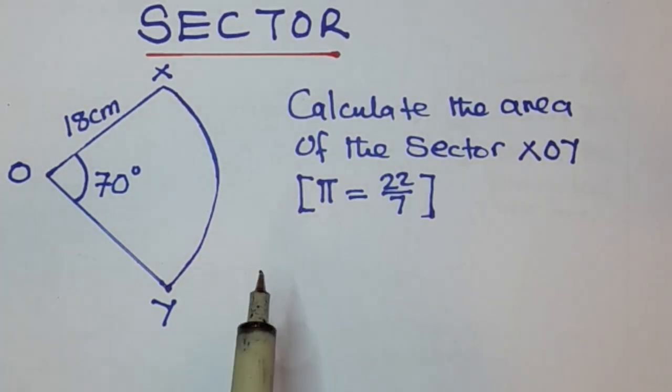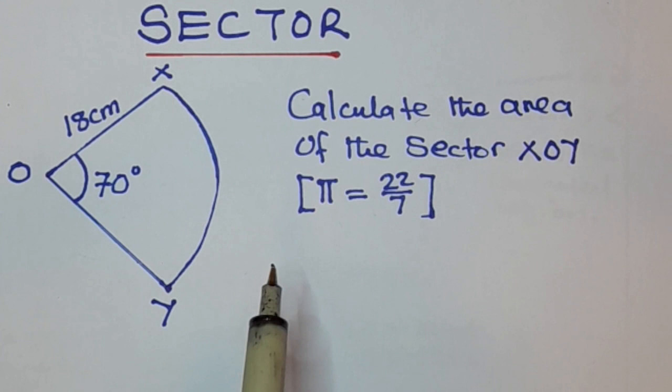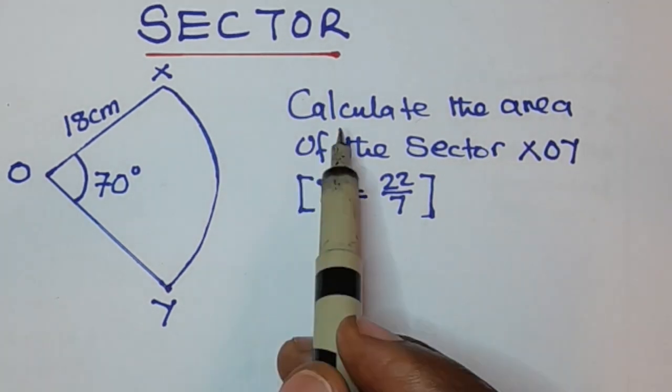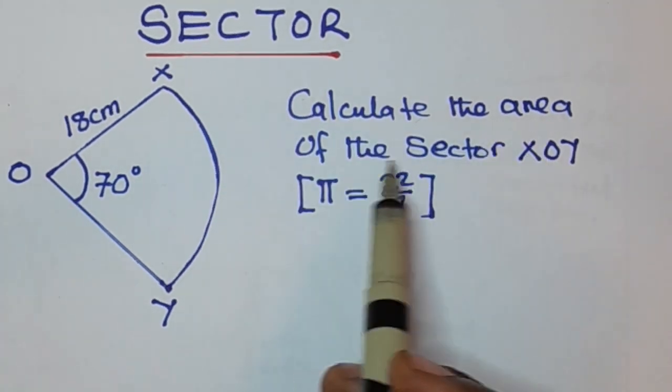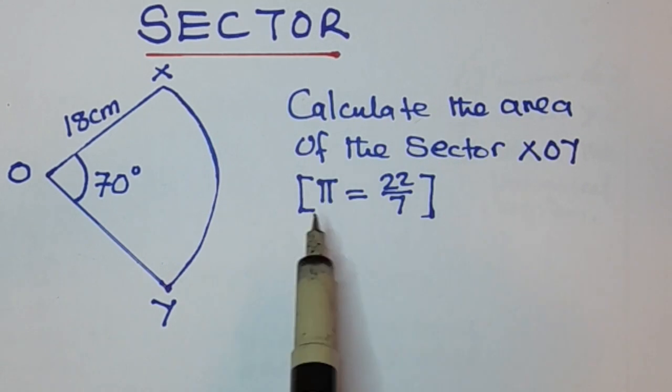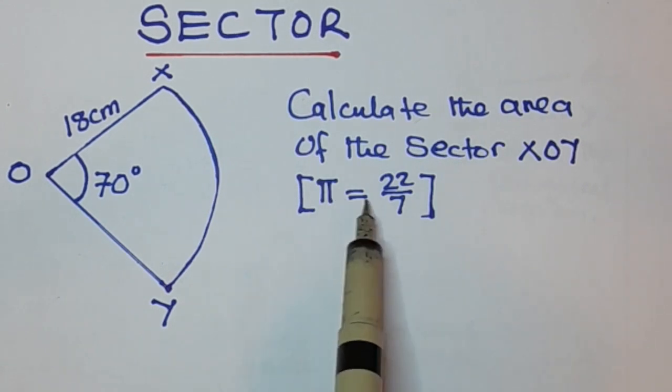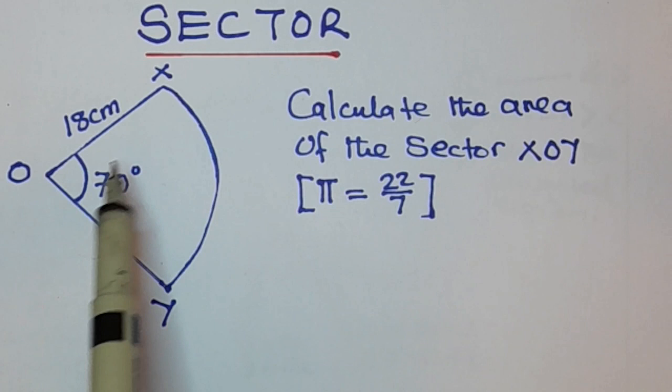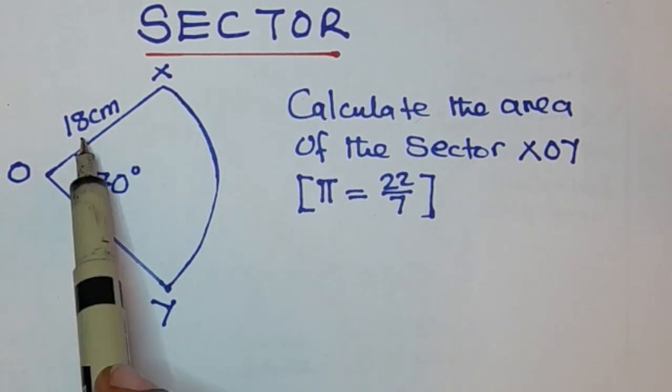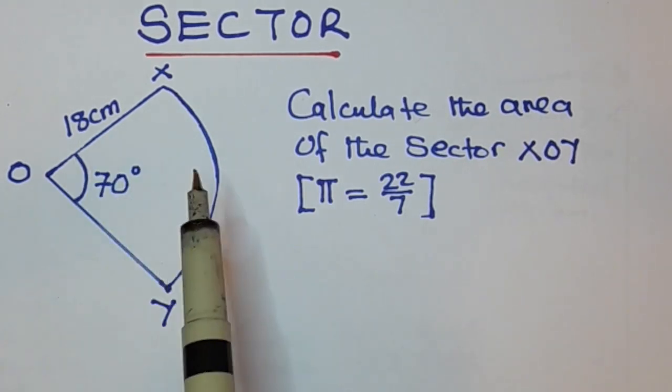In this video, we are going to look at how to calculate the area of a sector. Okay, so the question says, calculate the area of the sector X or Y. Take pi to be 22/7. So this is a sector with radius 18 centimeters.